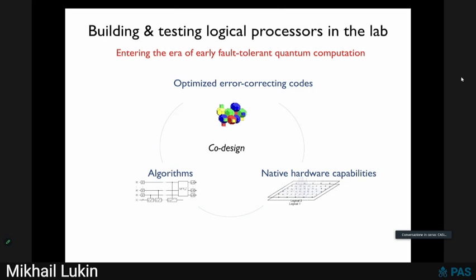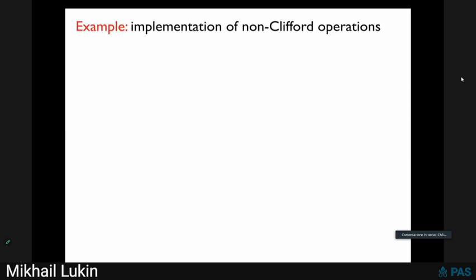So here, we need to think about what algorithms we want to implement, and we need to pick the code correctly, and then we need to make them compatible with the hardware capabilities. This approach is sometimes called co-design. And the example I will give you will include something which is called a non-Clifford operation.